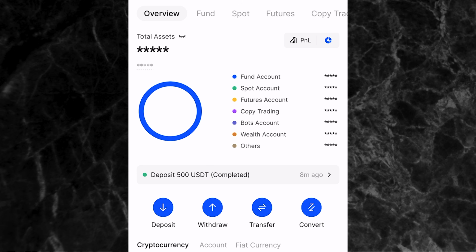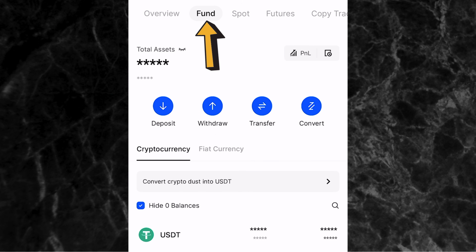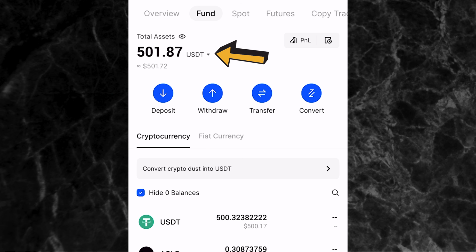Now, anytime you deposit money into your BingX account, the money will be in your fund wallet. This is your fund wallet right here. So if I click on it, this is my fund wallet. Let me just scroll up and show you how much I have right there. So I have 501 USDT in my fund wallet.